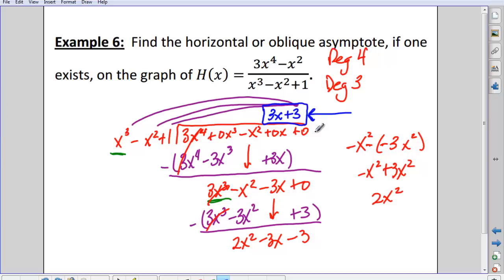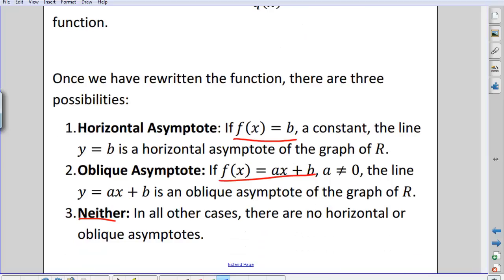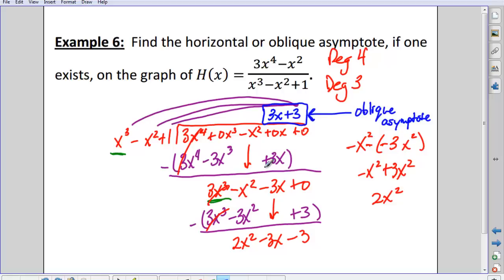If I look at 3x plus 3, what kind of equation is that? That's a linear equation, right? That's a line having slope of 3. And we would call that an oblique asymptote. How do I know that's oblique? If we go back to these notes here, the three possibilities, the second one, oblique asymptote: if that f of x, what I had written in blue there, is a linear equation, ax plus b, or mx plus b, then we call that an oblique asymptote. So 3x plus 3. And we're done. We got our answer.